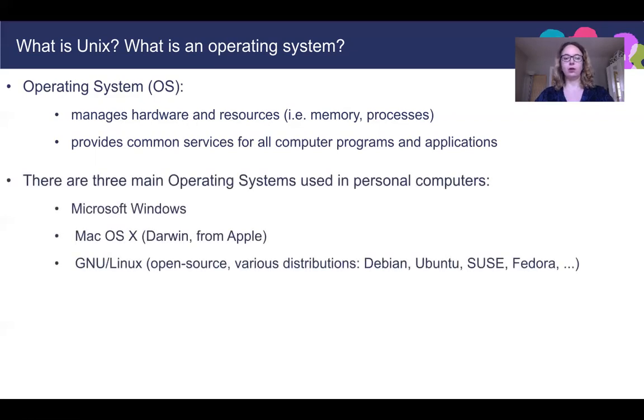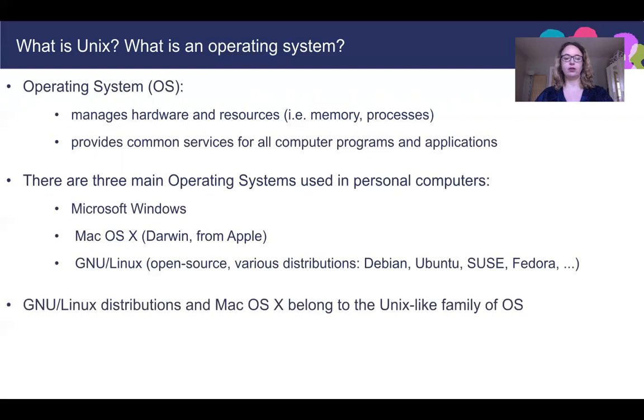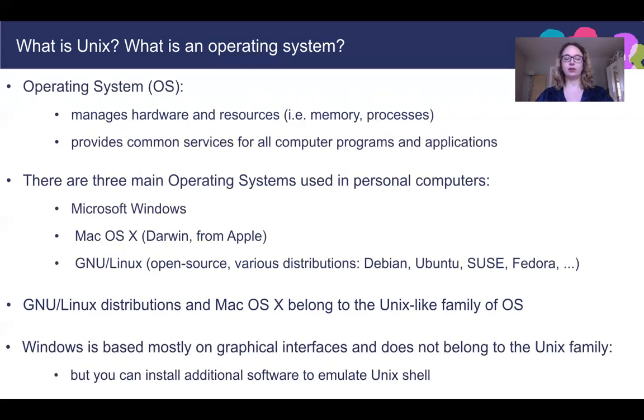There are three main operating systems used nowadays in personal computers: Microsoft Windows, Mac OS X, and GNU Linux. GNU Linux has various distributions. Most well known are probably Debian and Ubuntu. Both GNU Linux and Mac OS X belong to the Unix-like family. On the other hand, Windows is based mostly on graphical interfaces and does not belong to the Unix family. But you can still install additional software to emulate a Unix shell. So if you are a Windows user, you will still be able to practice the shell.